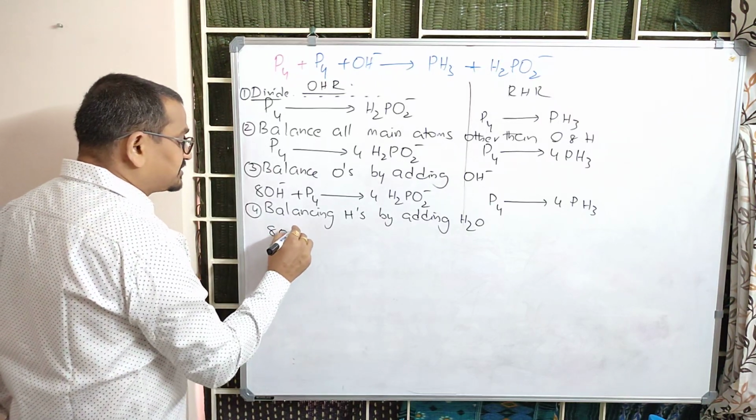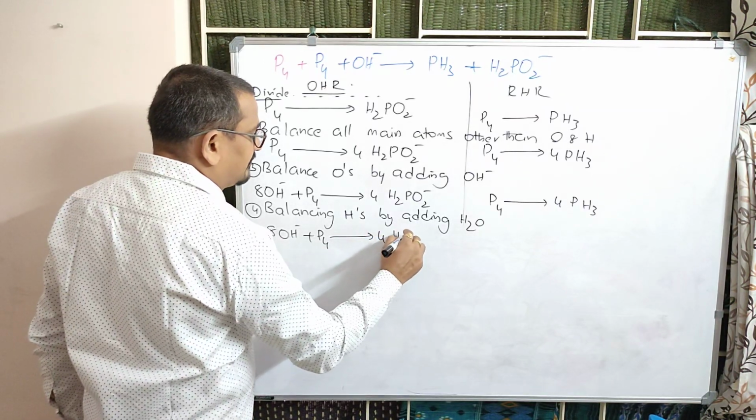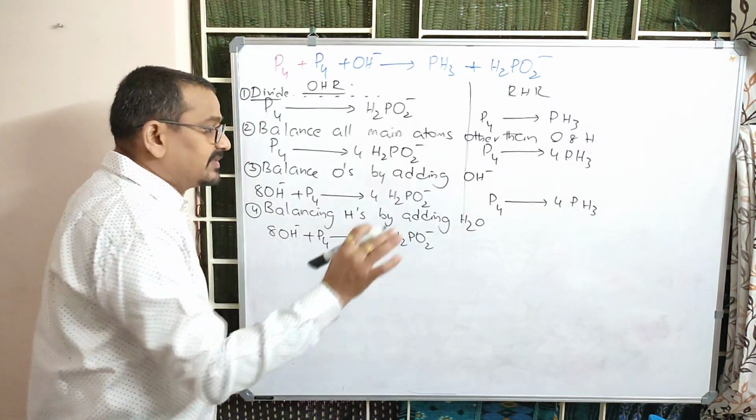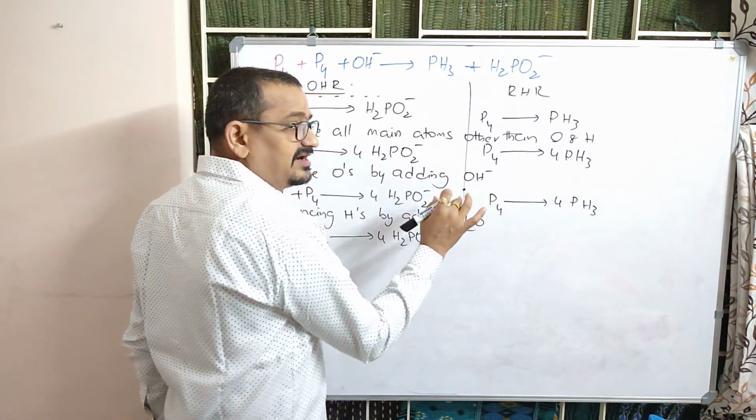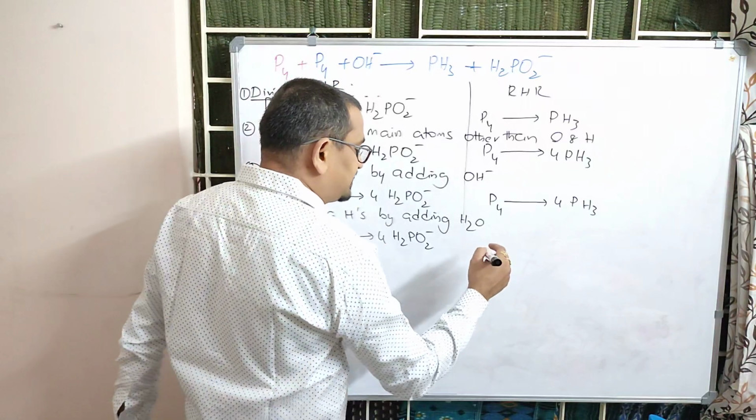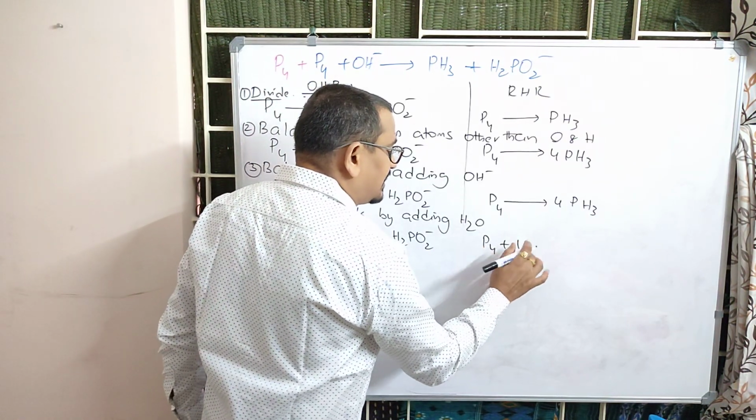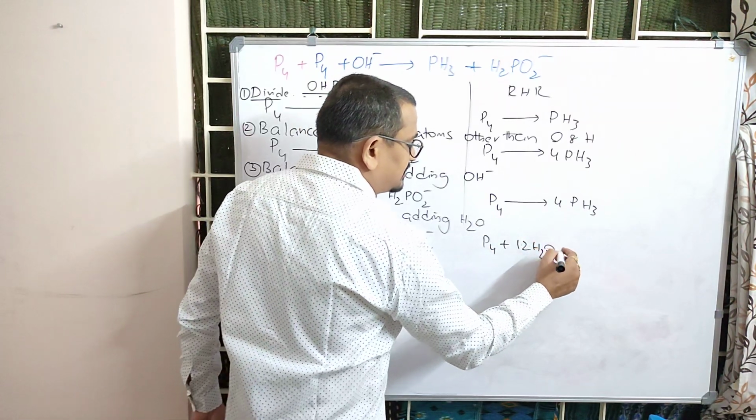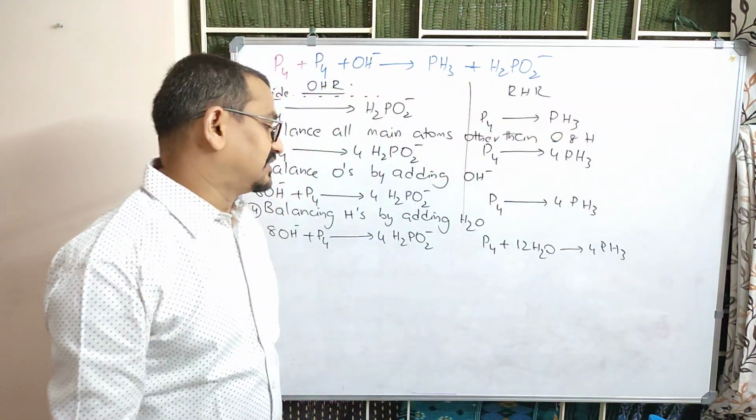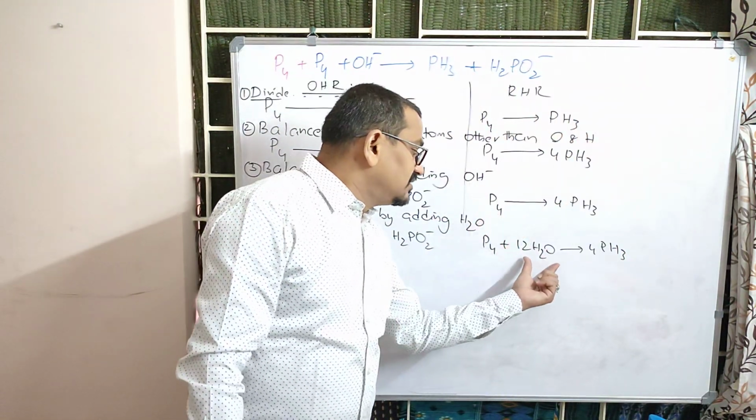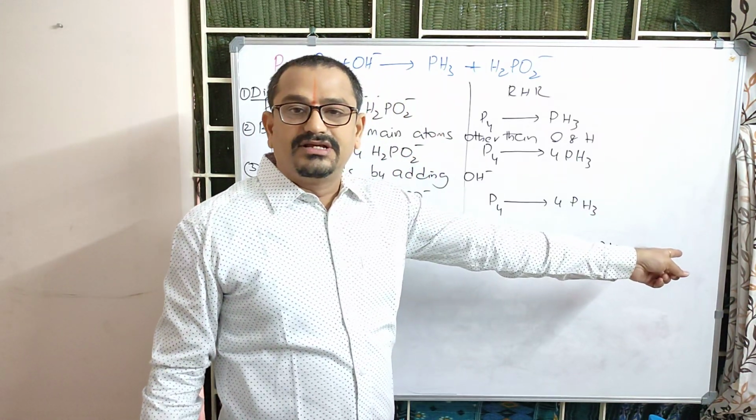So 8 OH minus plus P4 giving rise to 4 moles of H2PO2 minus. When it comes to this side, 12 hydrogens are on the product side, the reactant side has no hydrogens. For each hydrogen we have to add what? 1 H2O. For 12 hydrogens we have to add 12 H2O. 12 H2O giving rise to 4 moles of PH3. Now you have a problem here. While balancing hydrogens, we have newly added 12 oxygens which are not there on that side.